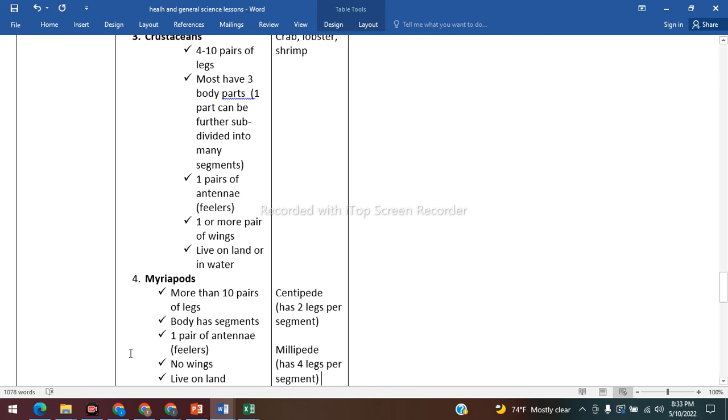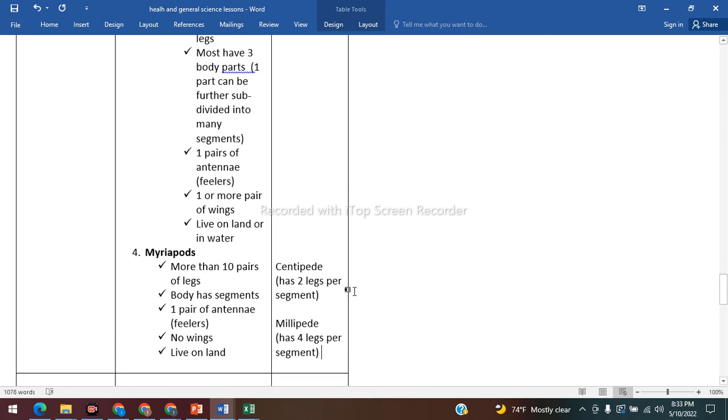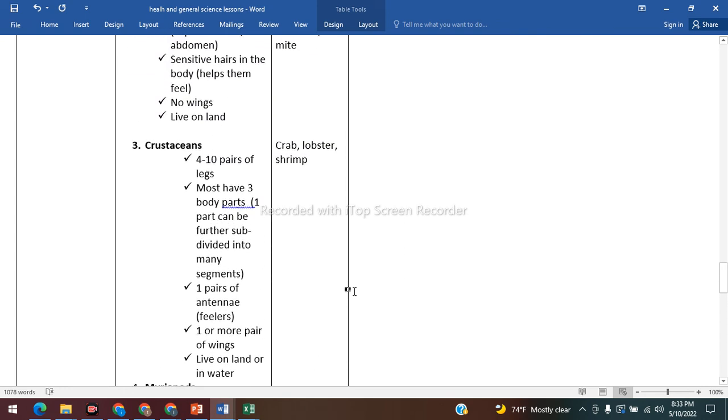Alright, so that's myriapods. So that's the 4 classes that we have. So I'm gonna just shout the name of something and you tell me what class of invertebrates it falls in. Does it fall in mollusks, protozoa, coelenterates, flatworms, roundworms, segmented worms, echinoderms, or arthropods? I'm just gonna say the name and you tell me which phyla it falls into.